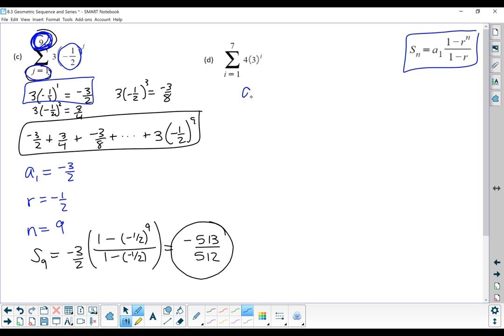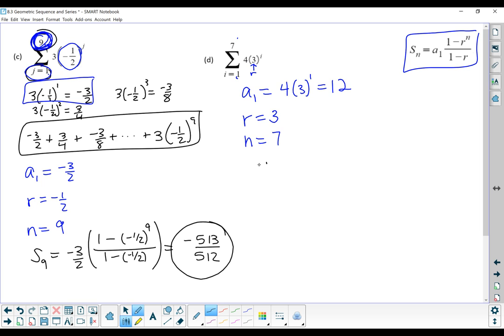So we need to know the first term. That's 4 times 3 to the power 1, so that's 12. We need to know the common ratio. Well, the common ratio is just the base of the exponent, which is not 1. I don't know why my pen wrote 1. I literally was writing a 3. Okay, and then we also just need to know how many terms we're adding up. Well, we start at 1 and go up to 7, so we have 7 terms.